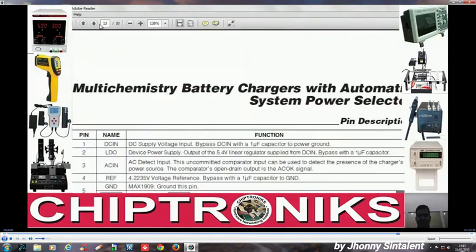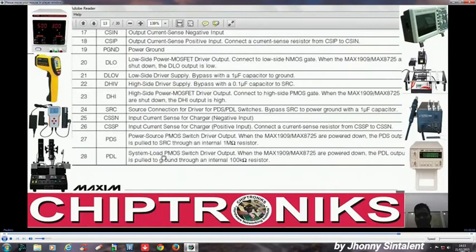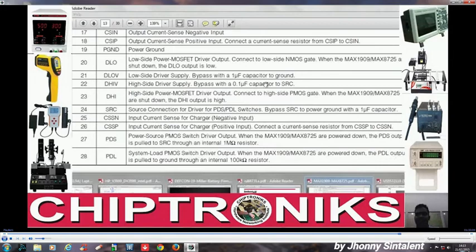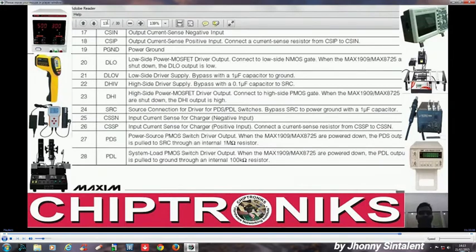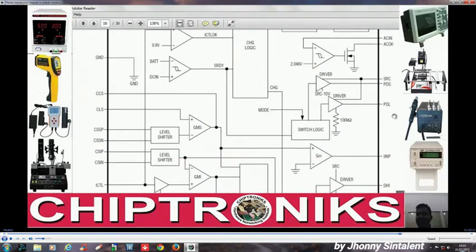And in this case, PDL, what is told about PDL? Let's see in the data sheet. Everything is written in the data sheet, and if we study it minutely, we can understand that IC very effectively. Okay, what is written about PDL? System load PMOS switch driver output, when maximum charge is power down, the PDL output is pulled to ground. PDL output is pulled to ground.